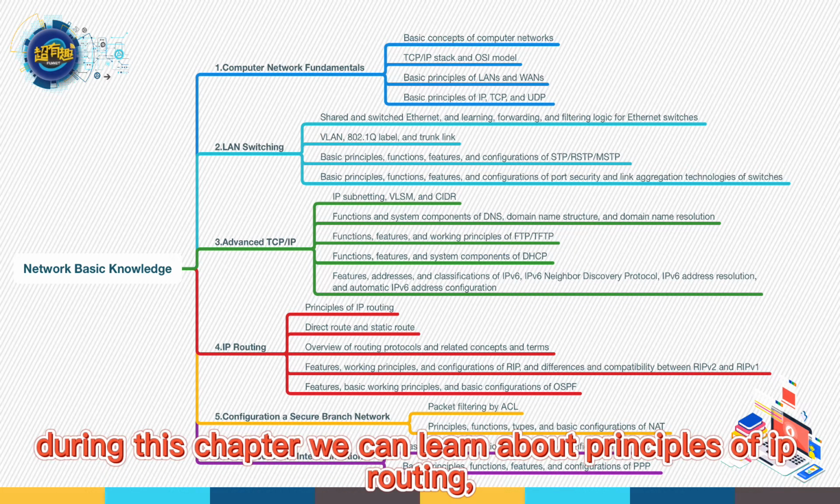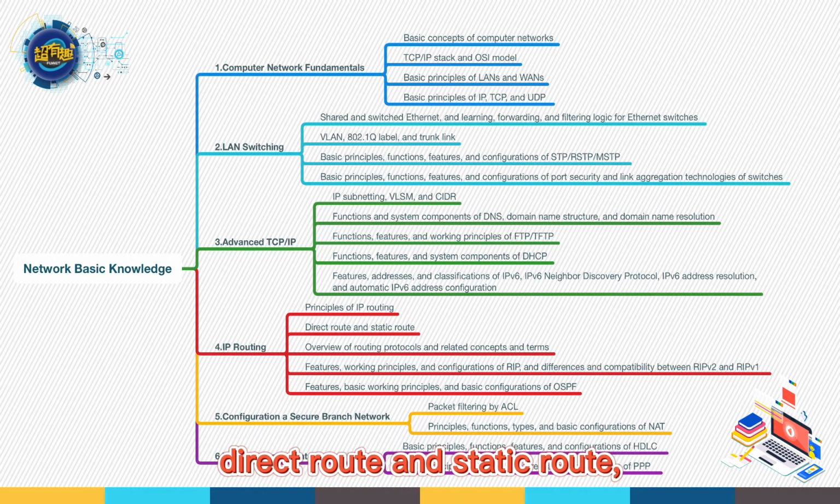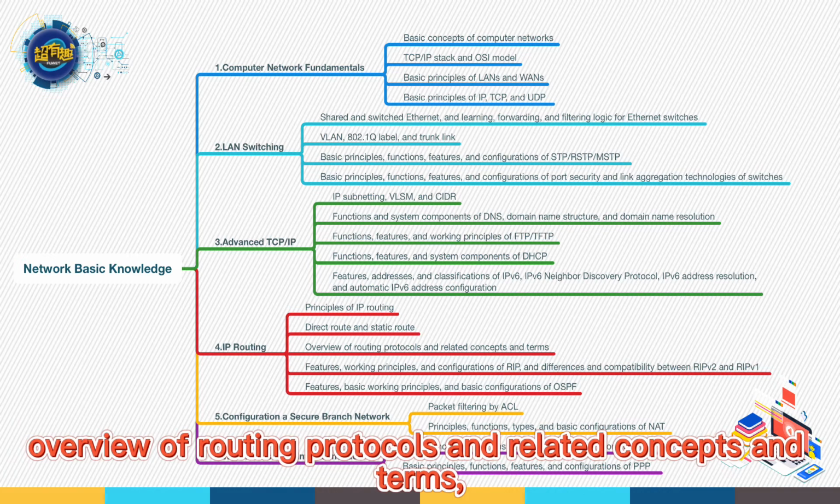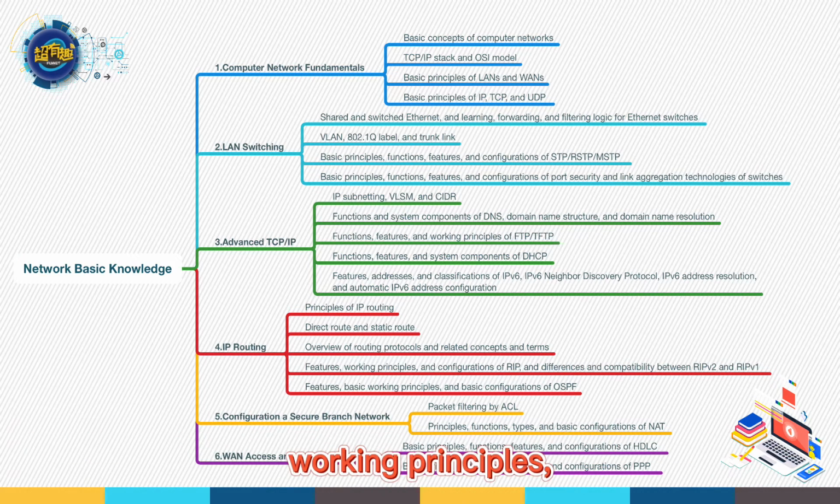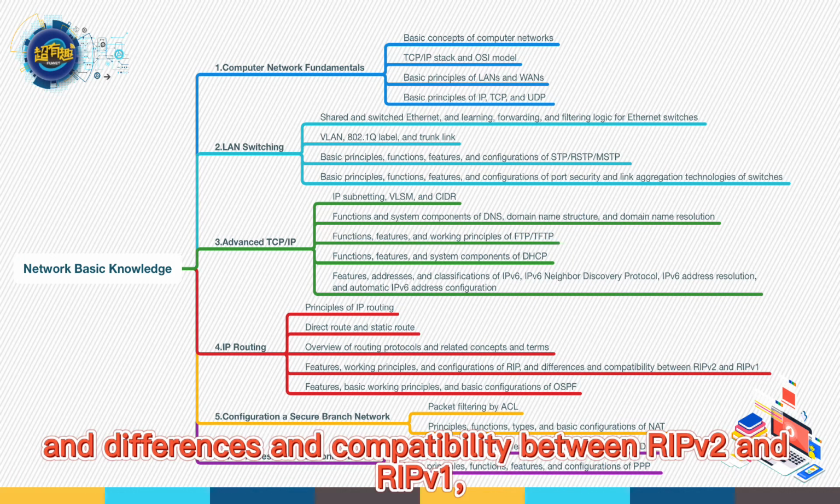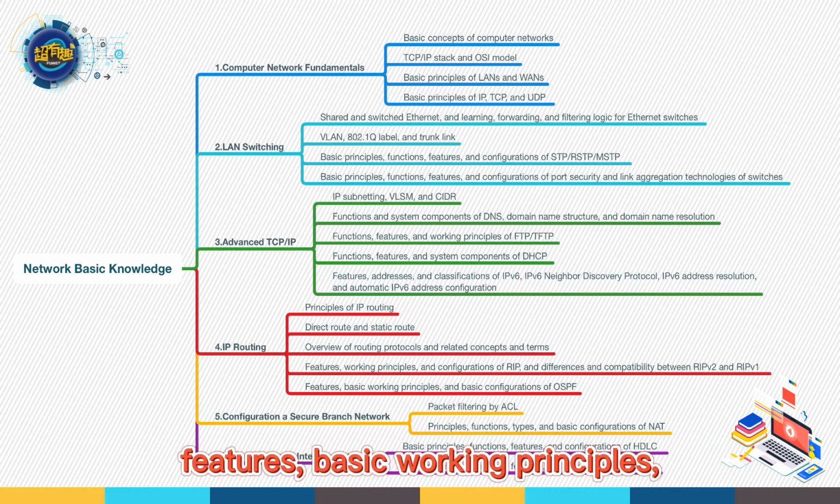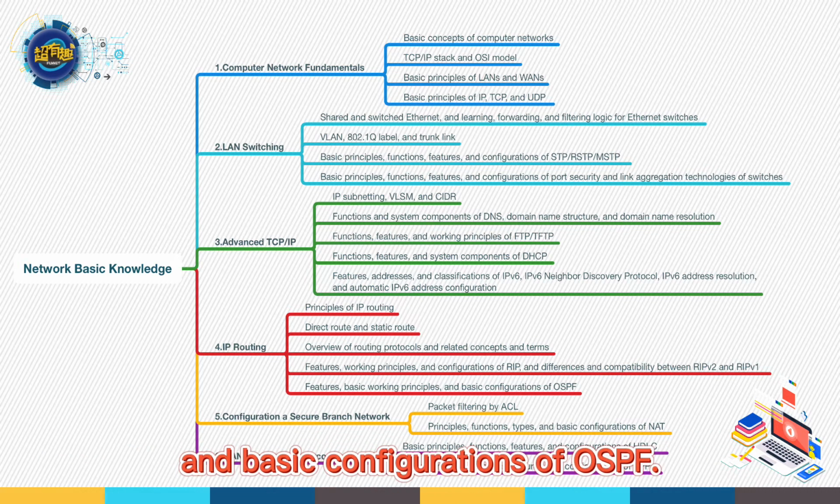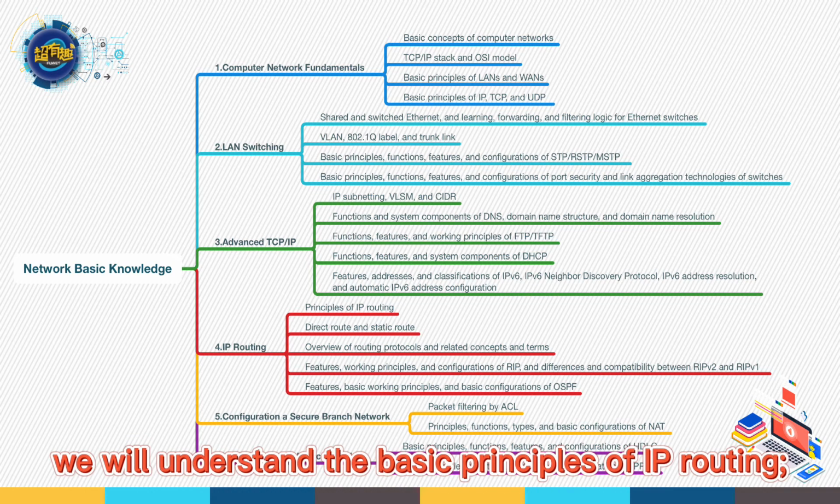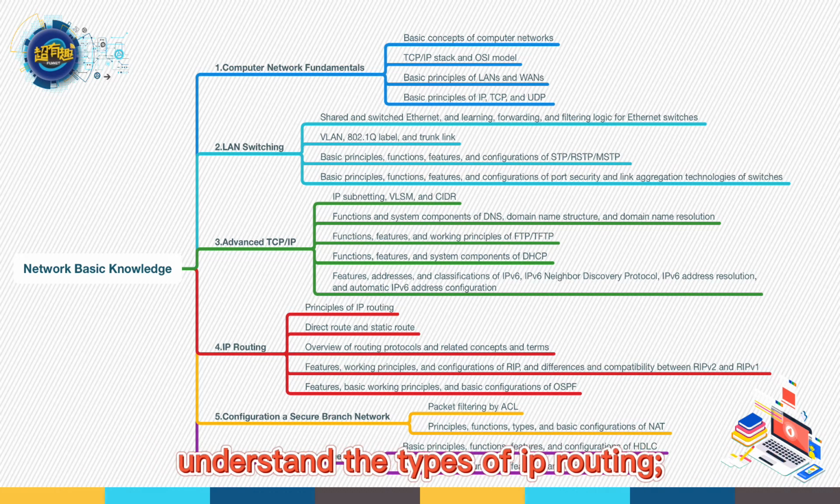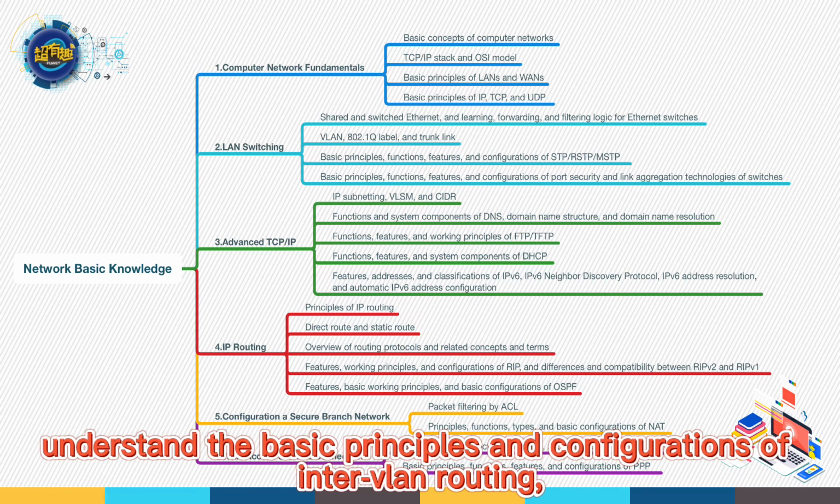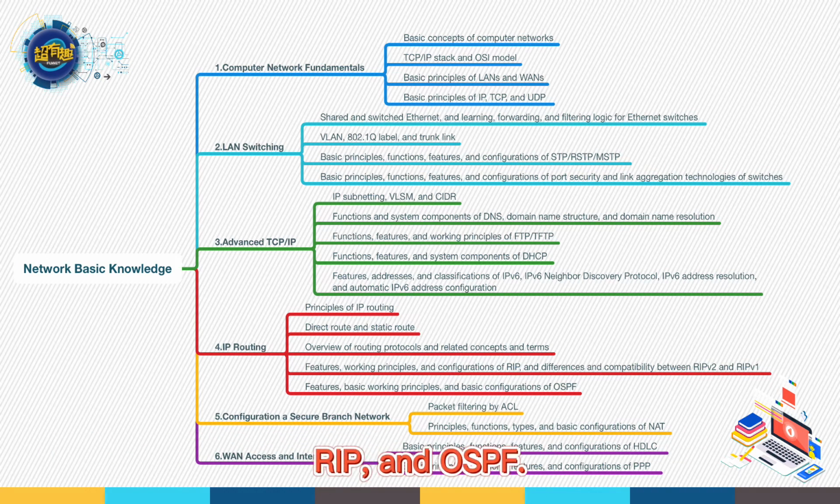During this chapter, we can learn about the principles of IP routing, direct route, and static route, overview of routing protocols and related concepts and terms, working principle and configuration of RIP, differences and compatibilities between RIP v2 and RIP v1, features, basic working principles, and basic configuration of OSPF. And upon completing this chapter, we will understand the basic principles of IP routing, understand the types of routing, and understand the basic principle and configuration of inter-VLAN routing, static routing, RIP, and OSPF.